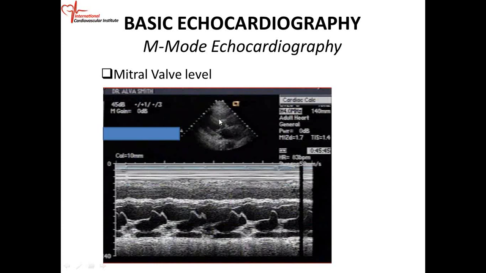You're going to get a portion of the RV cavity. You're going to get a portion of the septum. You're going to get a little portion of the LV cavity. Then you're going to strike the anterior mitral leaflet first, then the posterior leaflet, and you're going to get a little portion of the left atrium. Okay, so the cursor tells you what structures you're looking at.